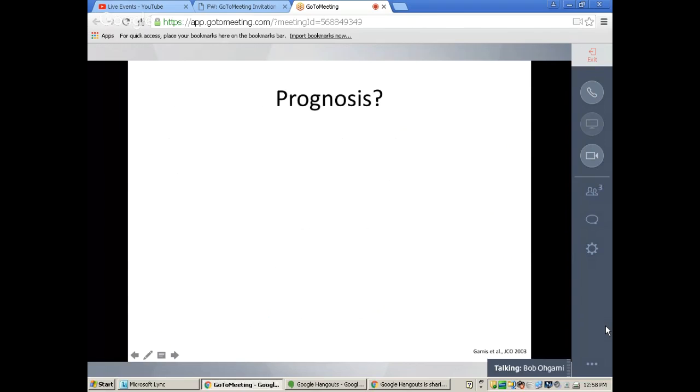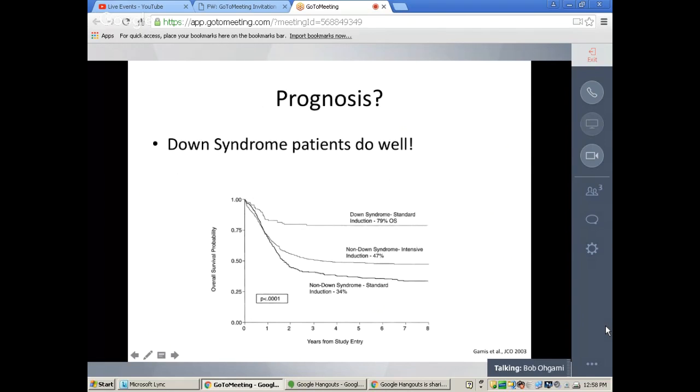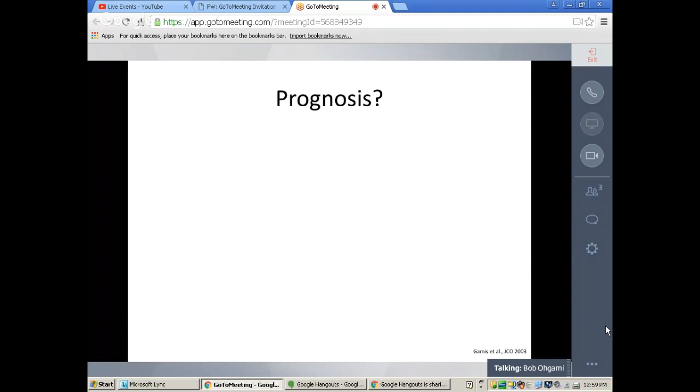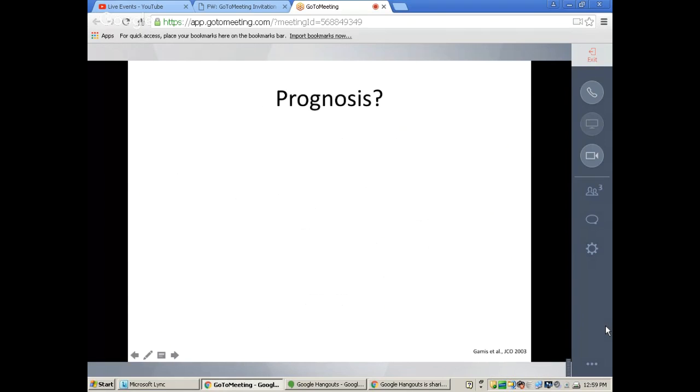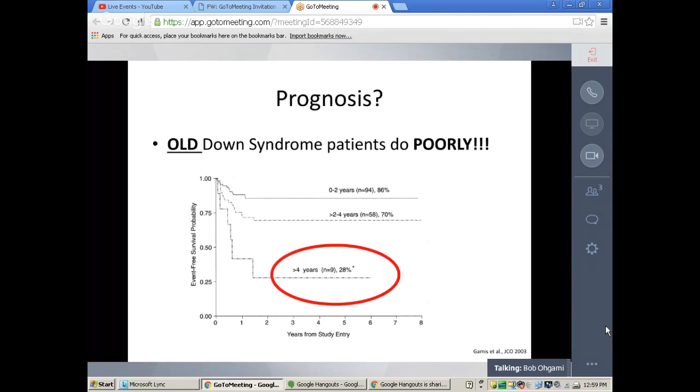What's the prognosis? We can go into a little bit more depth about this area. The prognosis for these patients is interesting. Down syndrome patients that get an acute myeloid leukemia do well, with certain caveats. Young Down syndrome patients do well. You see that in the curve here. Older Down syndrome patients, greater than 4 years old, do very poorly. They sort of behave like everyone else with acute myeloid leukemia.